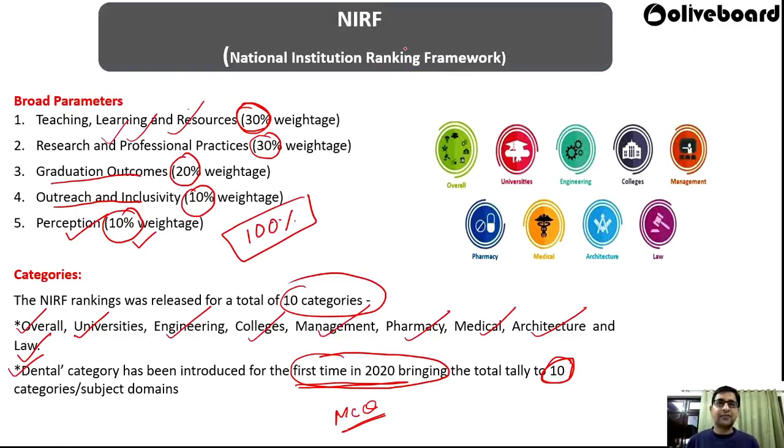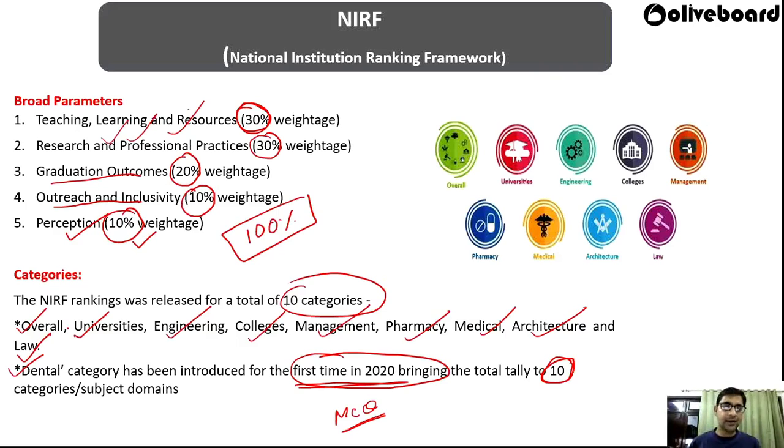Then NIRF has broad parameters: teaching, learning and resources, that has been given 30% criteria. Then research and professional practice, that has been again given 30% criteria. Graduation outcome has been given 20% weightage. Outreach and inclusivity has been given 10% weightage, and perception has been given 10% weightage. So a total of 10 categories is there for which the ranking will be done.